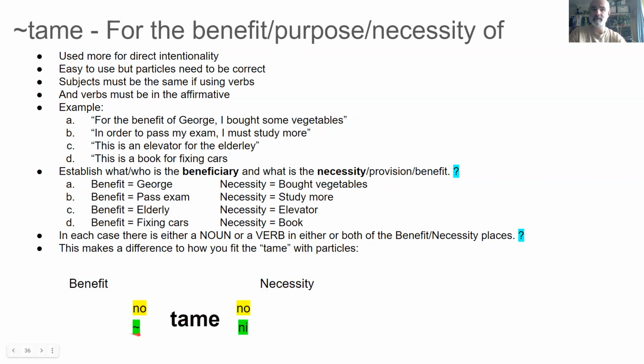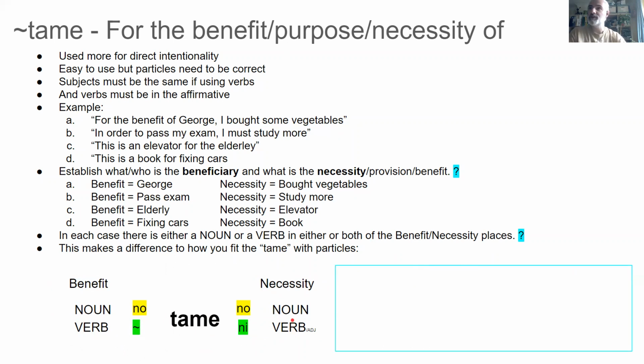This here means nothing, by the way. If there is a noun as the benefit, then we need to put a no between the noun and tame. If the benefit is a verb, then we don't put anything. And then after tame, if the necessity or the service is a noun, then we put no. And if it's a verb, sometimes there could be an adjective in the necessity or service, we put ni. If you write this down, then it's easy to solve all of the problems going forwards.